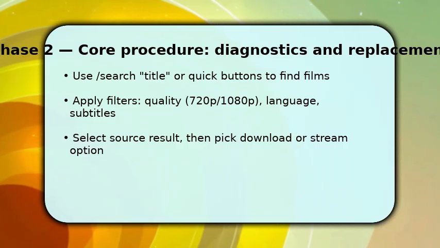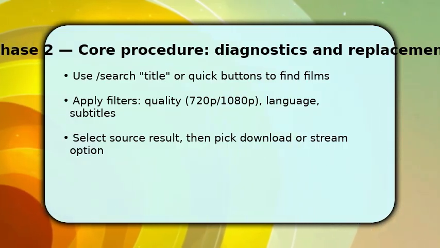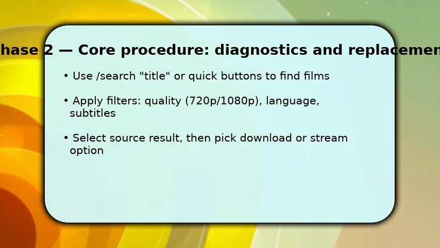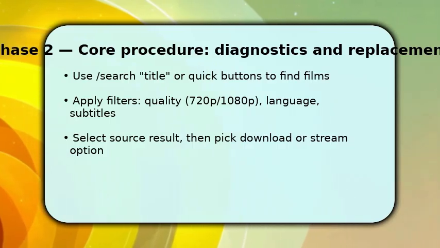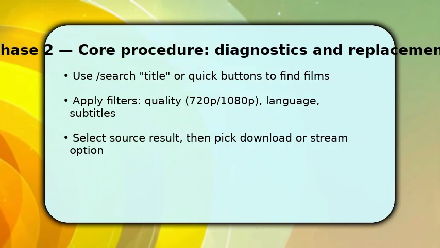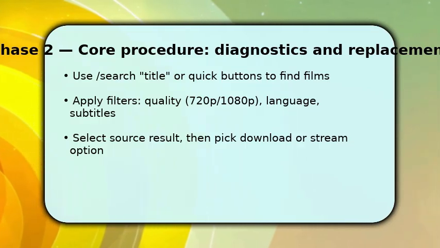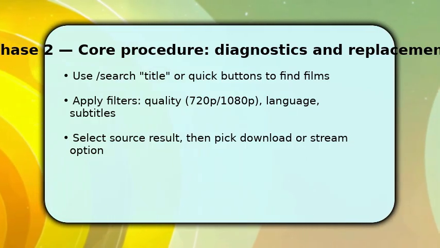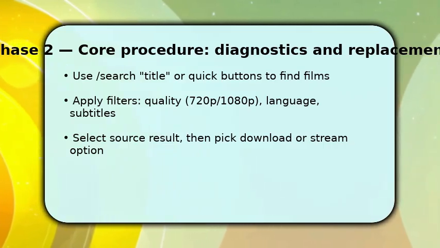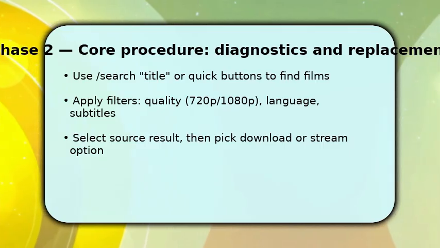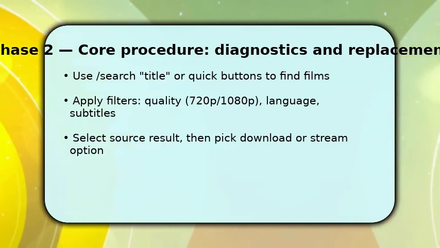Then apply filters. Choose 720p or 1080p, language and subtitles, so you avoid low-quality files and get the right audio track. After results appear, select a source entry. The bot will present download and stream choices. Pick stream for instant viewing or download if you want offline access, and monitor progress messages the bot sends.